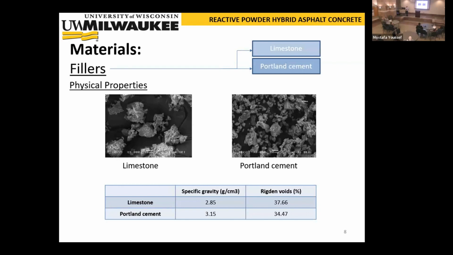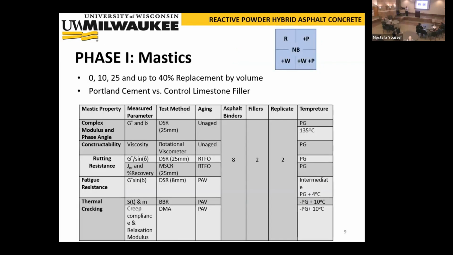Also, we wanted to have a control to compare the behavior against, which in our case here is just limestone, which was proven to be inert when it interacts with asphalt, against our Portland cement. And of course, getting the specific gravity is important for us to calculate the volume fraction. This presentation was part of a very comprehensive study, but for the purpose of this workshop, we did select some of the results to include.